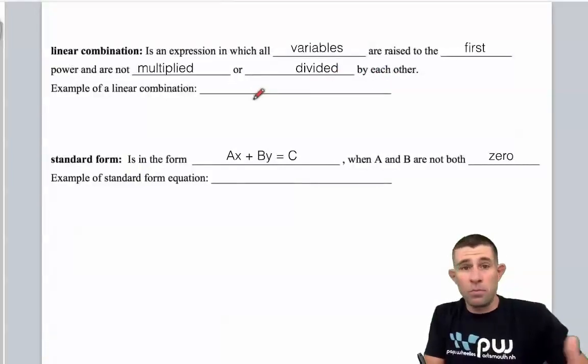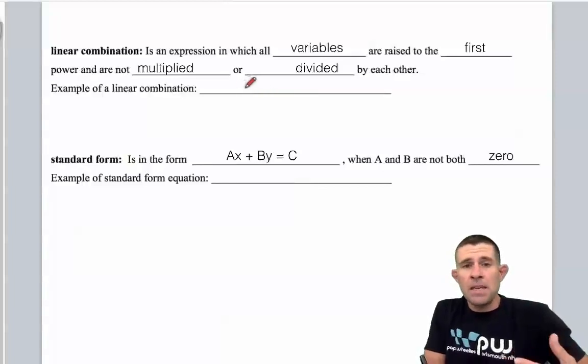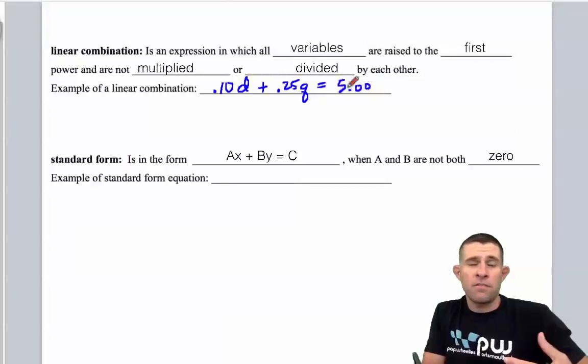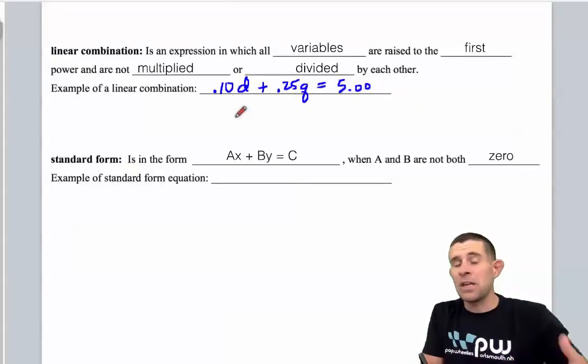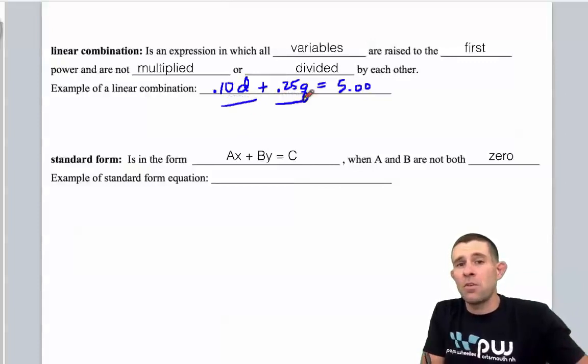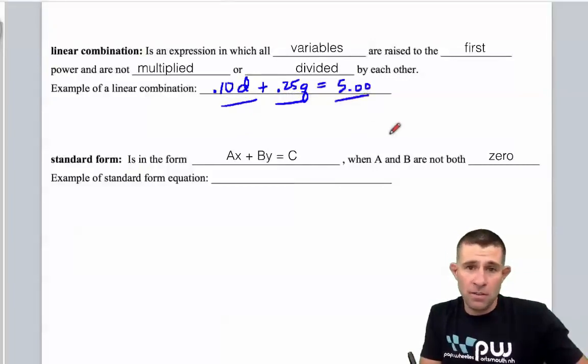So, an example would be the situation in which I had d number of dimes, now a dime is worth 10 cents, plus q number of quarters, now a quarter is worth 25 cents, and I know that they must add up to equal $5. So let's say I have these $5 in change. The change consists of dimes and quarters. This is a linear combination of dimes and quarters that add up to equal $5.